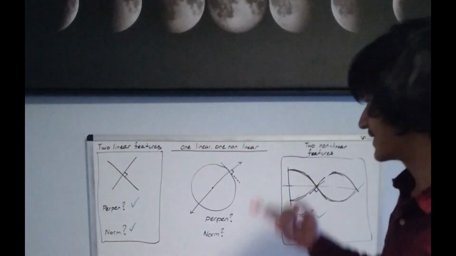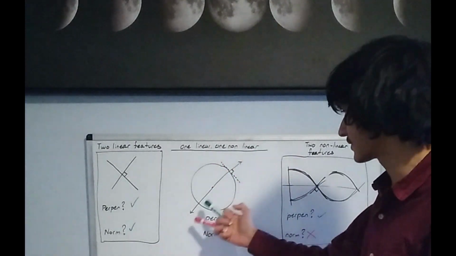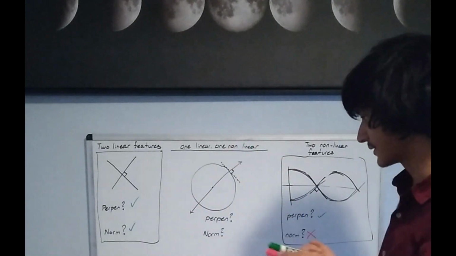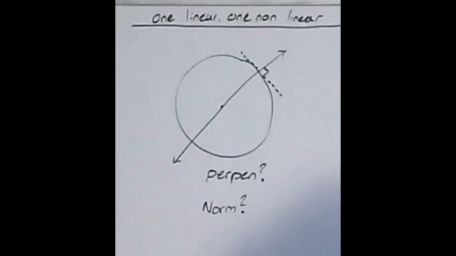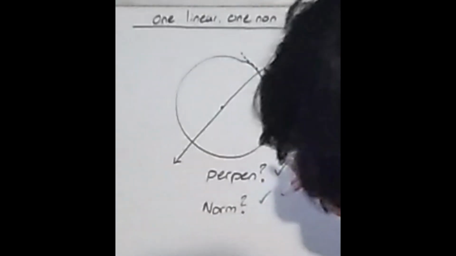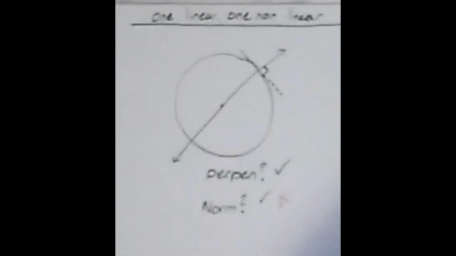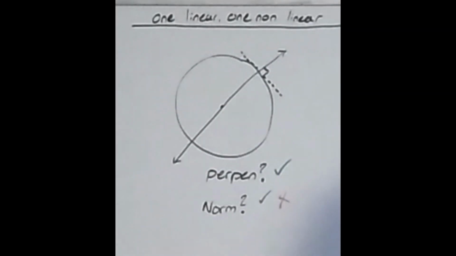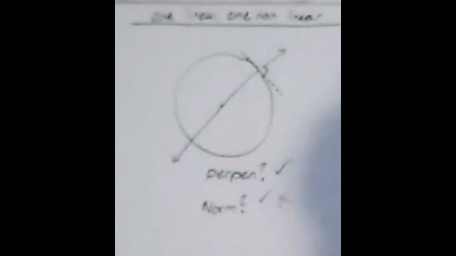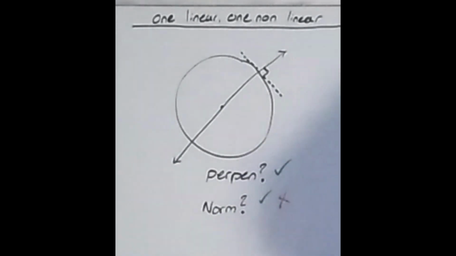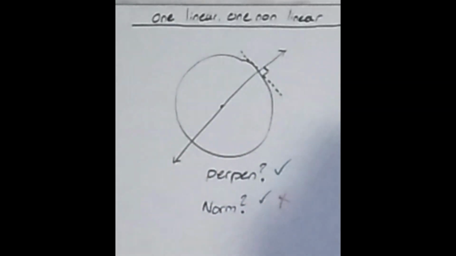What about something like this, where there's one linear feature and one non-linear feature? Well, they intersect at 90 degrees, so it's perpendicular, but is it normal? Well, yes and no. Because the line is a linear feature, then we can confidently say that this line is normal to the curve, but we can't say that this curve is normal to the line.